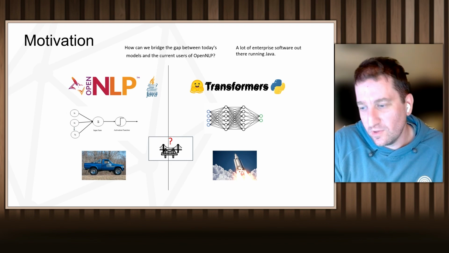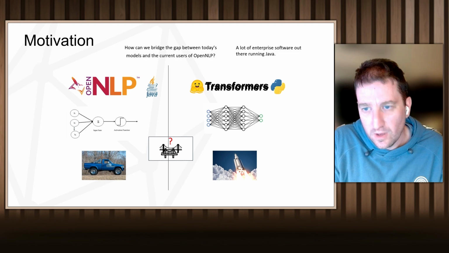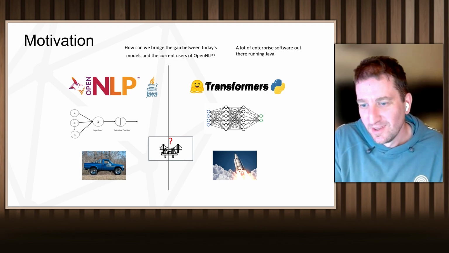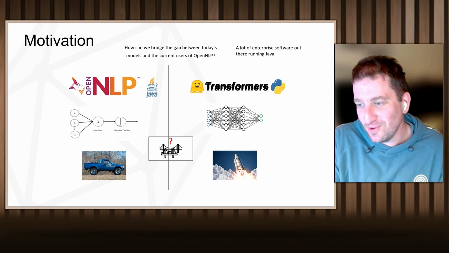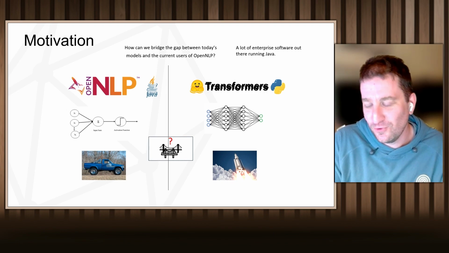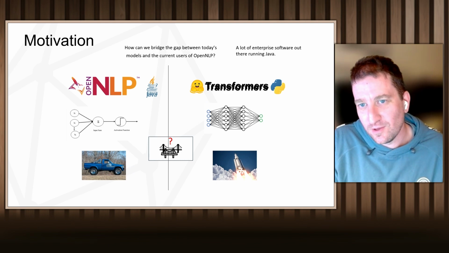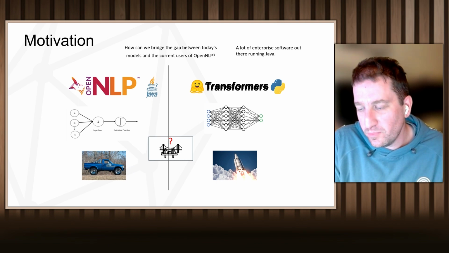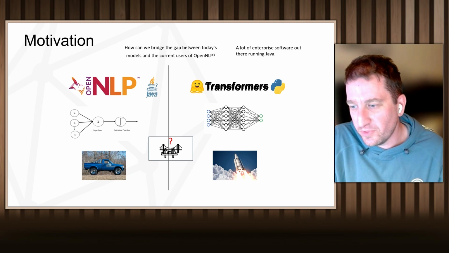And then on the other side, we got the cool stuff. We got the new transformer models with the deep learning networks, and I like to think of it as a rocket ship. So we have two different types of things here: an old trusty truck and a rocket ship. And the challenge for me and the OpenNLP team is how do we bridge these two things together?